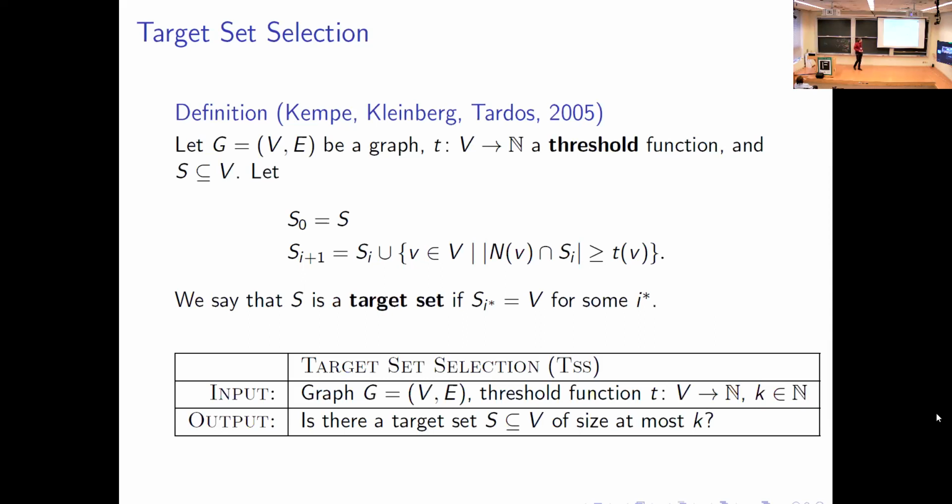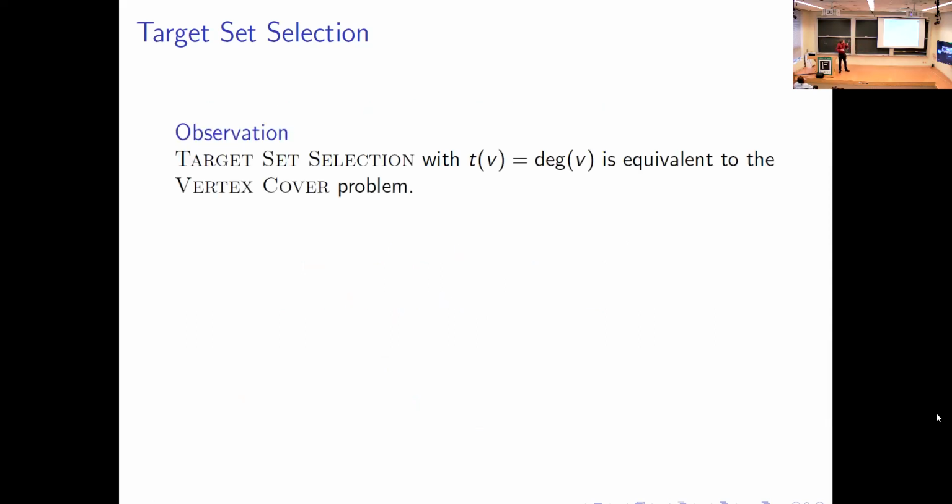As you can imagine, there is a natural decision problem associated with this, where we have as an input the graph, the threshold function, and some parameter k. The question is whether there is a target set of size at most k. There is a simple observation. One particular scenario is where the threshold is set to be the degree. By the way, if I mention something that is not clear, just feel free to ask me during the talk.